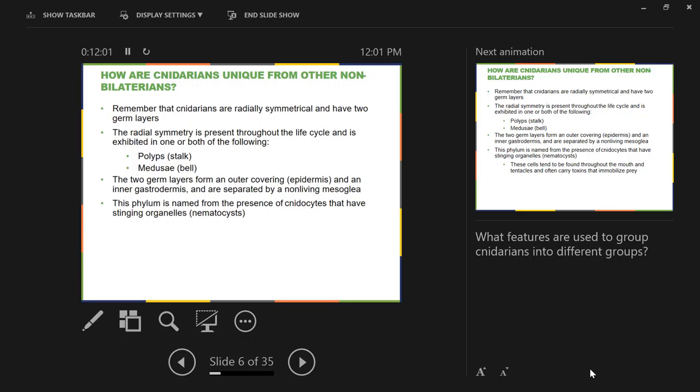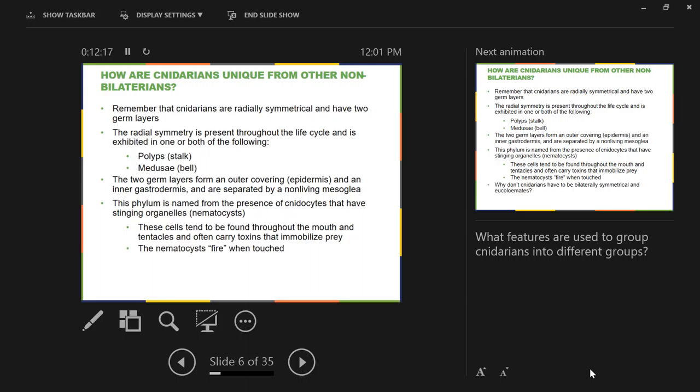All right. So these cells, these cnidocytes packed full of nematocysts, tend to be found throughout the gastrodermis, all over the tentacles, oftentimes carrying toxins that immobilize prey, but not always. And again, we've already mentioned this, they fire when touched. Okay, the organism does not have to think to fire them, which is good because the organism does not have a sophisticated nervous system and it is incapable of thinking.